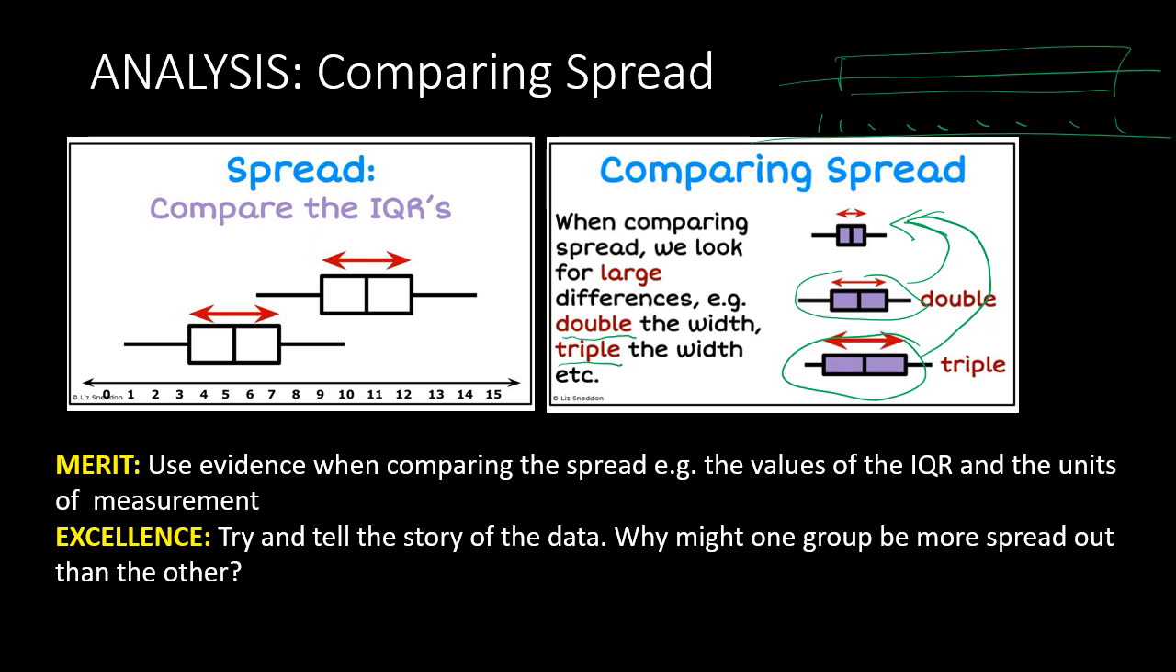Now, when you're looking for merit, you need to use your evidence when comparing the spread. So you need actual values. You can't just have your graph sitting there, your plot sitting there. You have to actually have the values of the interquartile range and the units of measurement. For excellence, you have to explain why that's happening. Why does it look this way? Why is it shaped that way? Why is the range this large or this small? Okay.